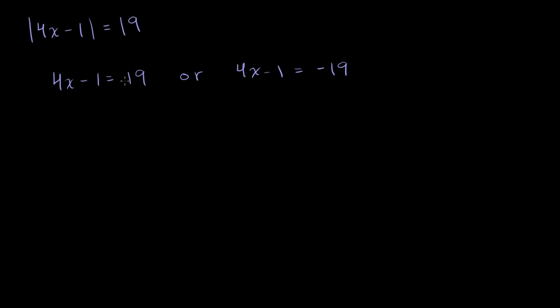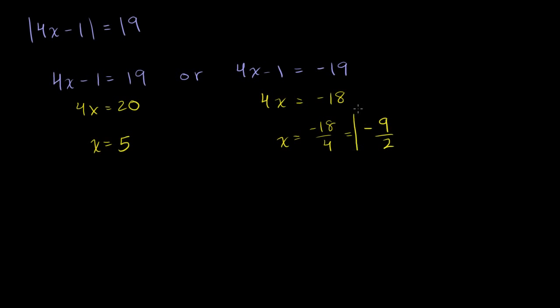And then you just solve these two equations. Add 1 to both sides of this equation. We could do them simultaneously even. Add 1 to both sides of this. You get 4x is equal to 20. Add 1 to both sides of this equation. You get 4x is equal to negative 18. Divide both sides of this by 4. You get x is equal to 5. Divide both sides of this by 4. You get x is equal to negative 18 over 4, which is equal to negative 9 halves.